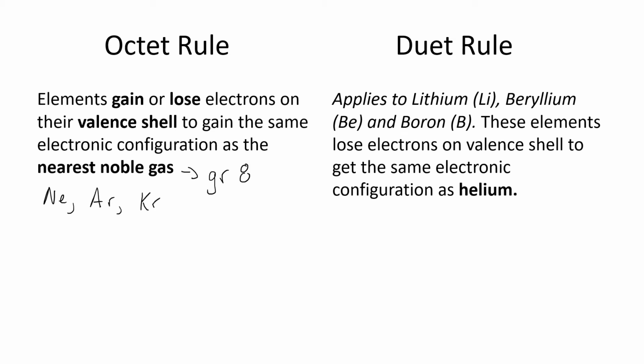The exception to the octet rule, which would be the duet rule, only really applies to the three elements after helium. So lithium, beryllium, and boron. Lithium having an atomic number of 3 protons, beryllium having an atomic number of 4 protons, and boron having an atomic number of 5 protons. And in this case, they're basically going to be losing electrons, so they end up having the same configuration as helium. So 2 valence electrons.